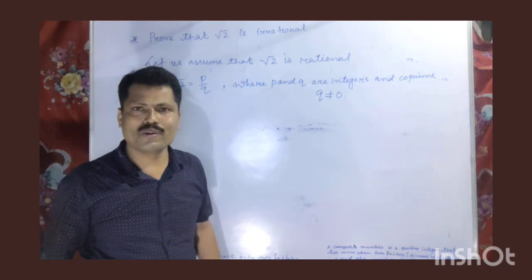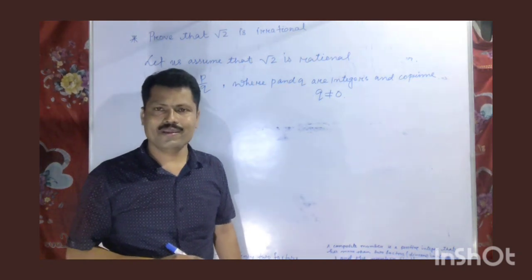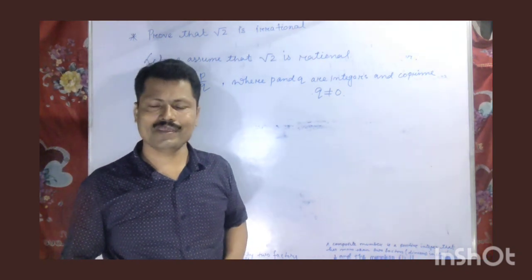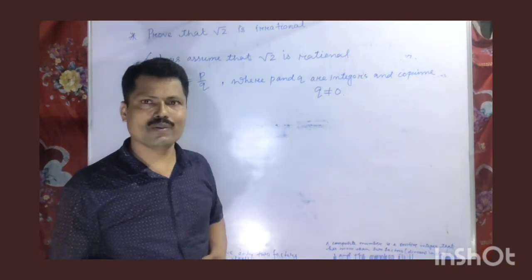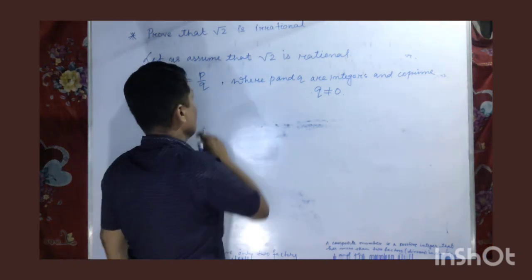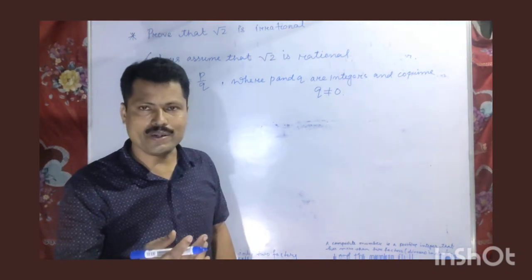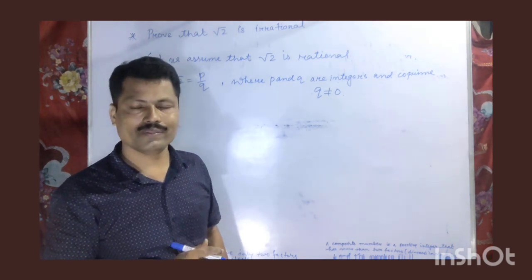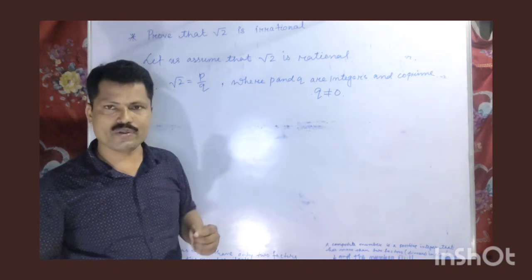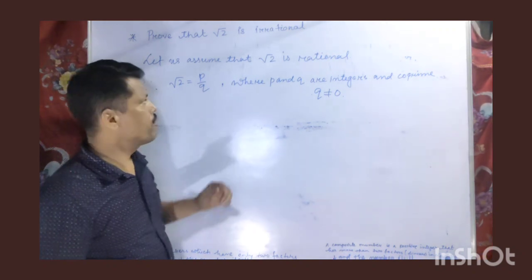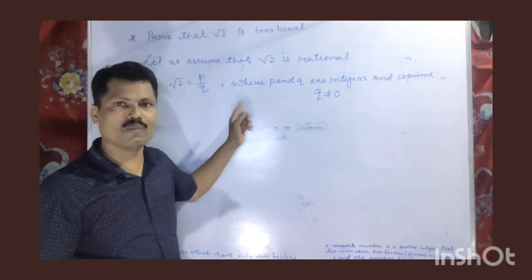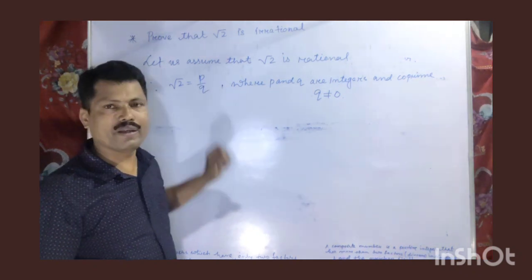Coprime means two numbers are coprime when their only common factor is 1. At that time, those two numbers are called coprime numbers. So p and q have no common factors other than 1. That means 1 is the only common factor for p and q.